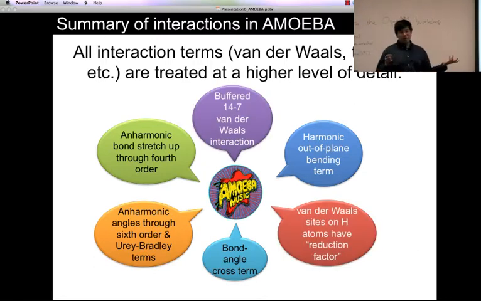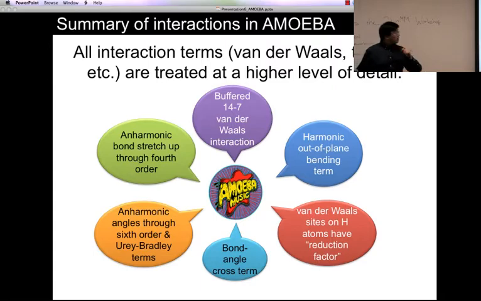Furthermore, the van der Waals interaction is treated by something that's not Lennard-Jones. It's called buffered 14-7, which means that the repulsion is not as strong at short range, which is a better description of the true repulsion. Furthermore, there's this thing called the reduction factor for hydrogen atoms that participate in hydrogen bonds. So the position of the van der Waals site is not exactly on the atomic site. It's actually moved away from the atomic site by a small amount. So these are the components of the AMOEBA force field.